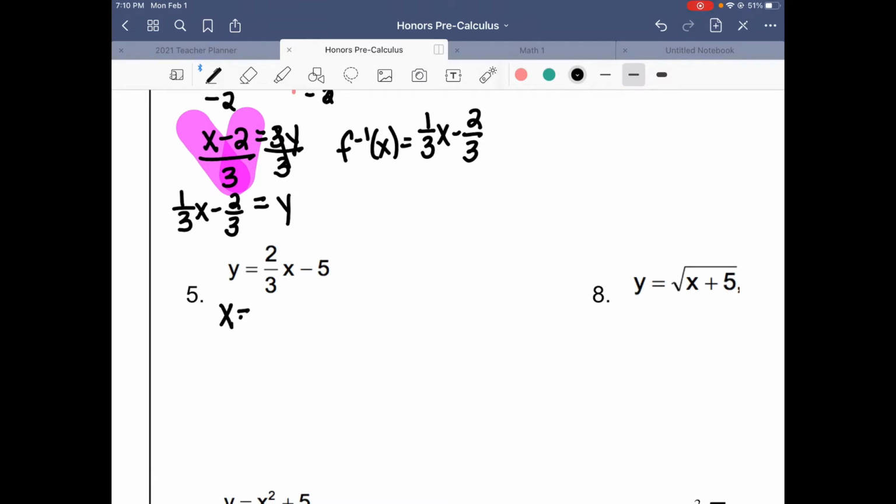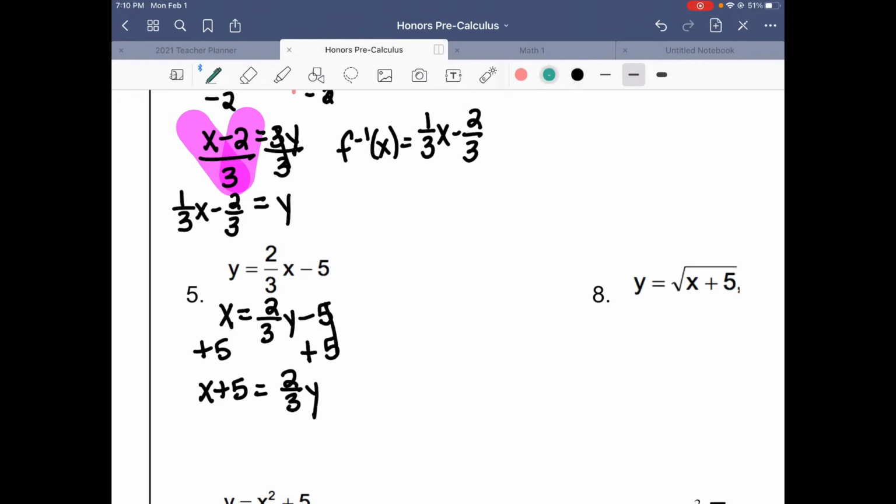All right, so another option here. We have y equals 2/3 x minus 5. So again, we're going to switch our x and our y. So x equals 2/3 y minus 5. And we're going to solve for y. So we're going to add 5. And then I have x plus 5 equals 2/3 y.